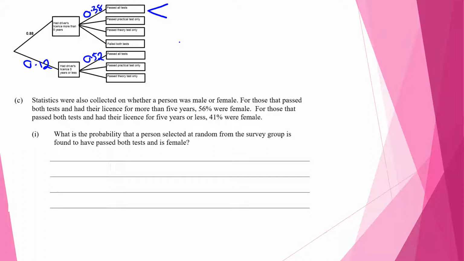So of these, we're either going to be female or not female. So 56% are female, 0.56 there. And of those that passed both tests and had the driver's license less than 5 years, again, they're either female or male, and that would be 41% female. So what is the probability that a person selected at random from the survey is found to have passed both tests and is female? So we're looking at the two probabilities in total, combined, added together.